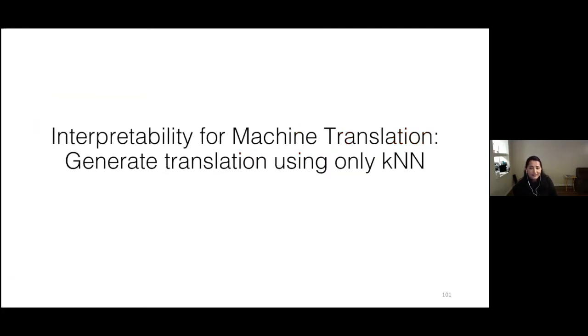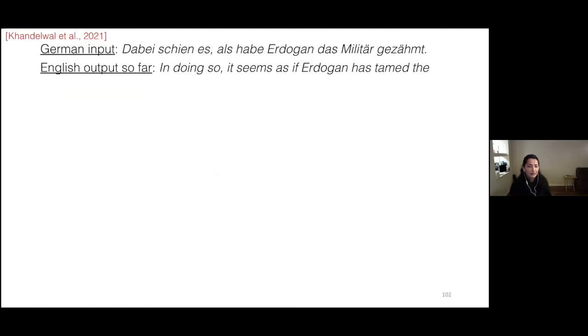Now, at this point, I want to highlight one last important property of memorization, which is that it adds interpretability to the model's predictions. So if we were to generate entire translations using just nearest neighbor retrieval without interpolating with the base model, then we could see exactly which examples from the data store are responsible for each token that's being generated. So here's an example with a German input that's been translated as, in doing so, it seems as if Erdogan has tamed the, and the model needs to generate the next token.